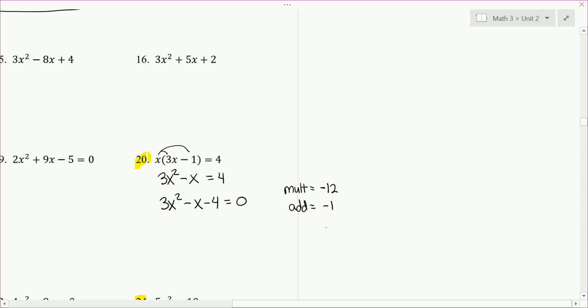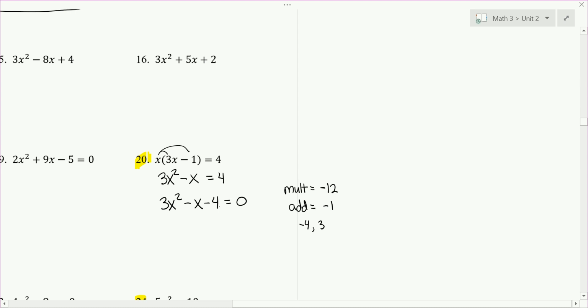12 is 12 times 1. Can't get a 1 from that. 2 times 6. Can't get a 1 from 2 and 6 when you add them. 3 times 4. Well, if you subtract 3 and 4, you get a 1. So you start to play with the signs. What should be negative? What should be positive? And if you get a negative 4 and a positive 3, it works out. When you multiply them together, you get negative 12. When you add them together, you get a negative 1.